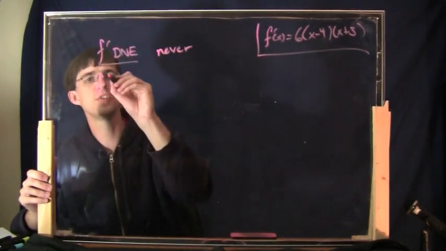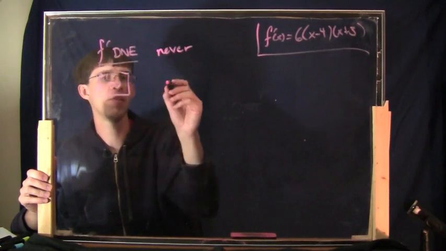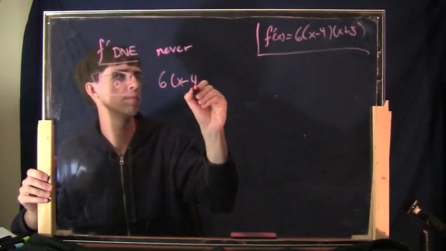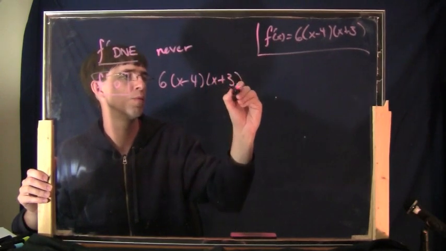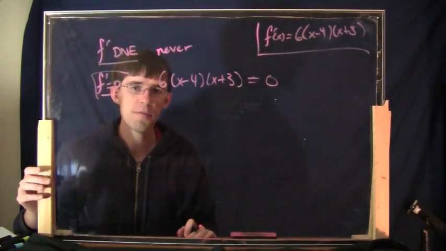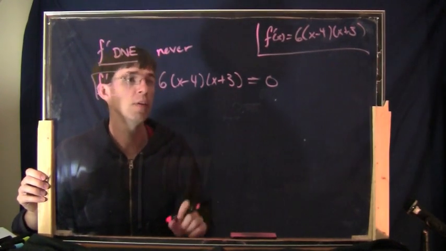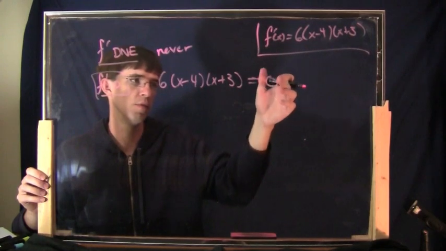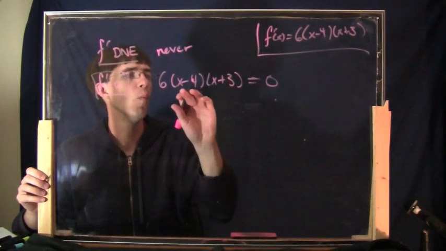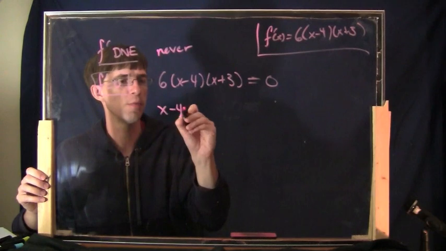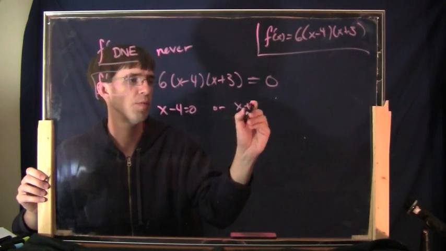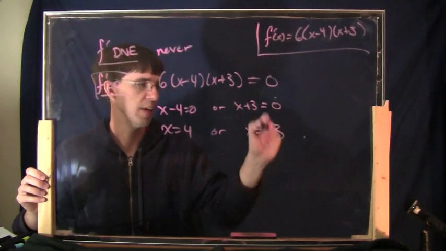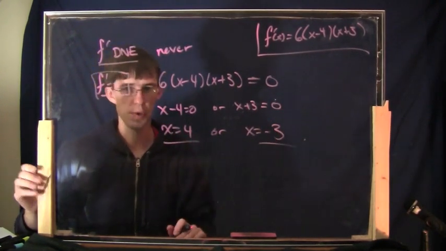Where the derivative equals 0, you are going to get some points for that. So in order to figure that out, we set this equal to 0: 6 times x minus 4 times x plus 3 equals 0. How do you solve for x here? This is already factored, and you can just get rid of the 6. You can divide both sides by 6, and 0 divided by 6 is still 0. So what this means is x minus 4 equals 0 or x plus 3 equals 0. That is, x equals 4 or x equals negative 3. So these are the two critical numbers.